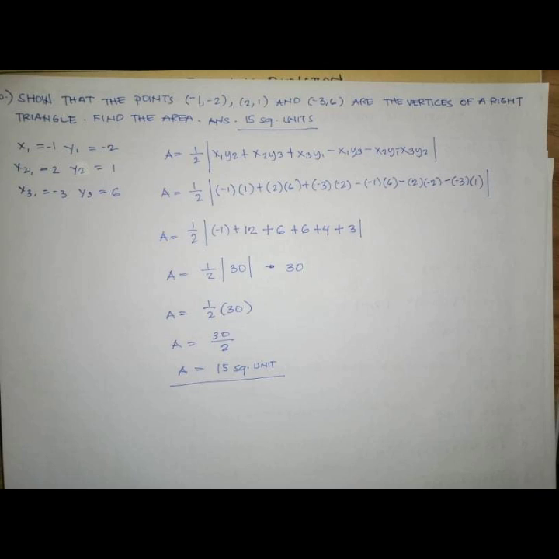negative 1 plus 12 plus 6 plus 6 plus 4 plus 3. So we get 30. So A is equal to 1/2 times 30. So 30 divided by 2 is equal to 15. So we have 15 square units.